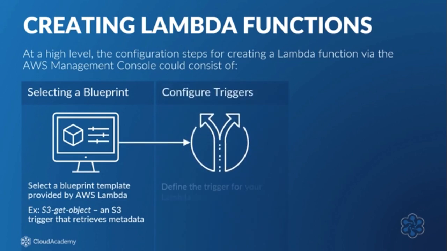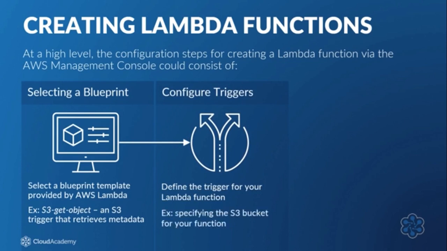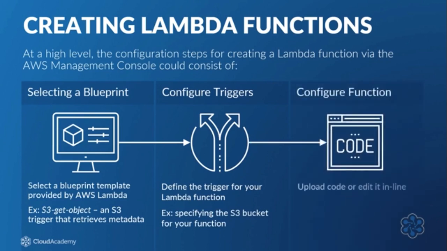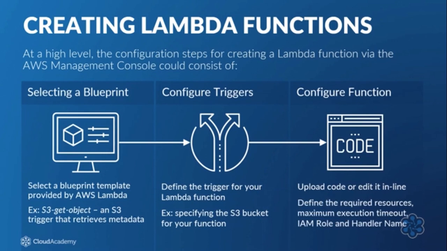You then need to configure your triggers, and as I just explained, the trigger is an operation from an event source that causes the function to invoke. And in my previous statement, I suggested an S3 put request. And then you need to finish configuring your function. This section requires you to either upload your code or edit it inline. It also requires you to define the required resources, the maximum execution timeout, the IAM role, and handler name.